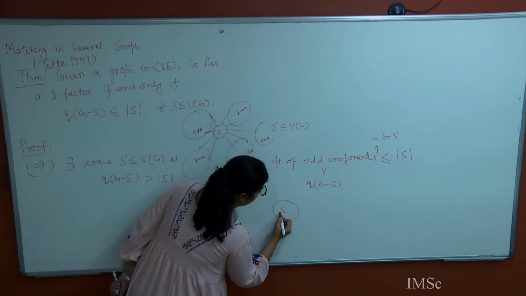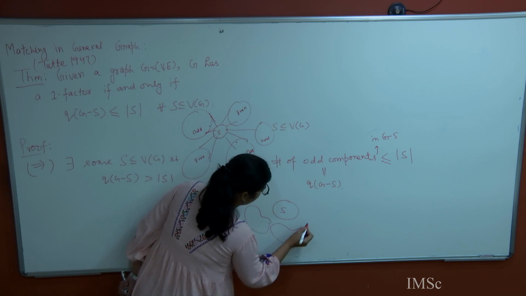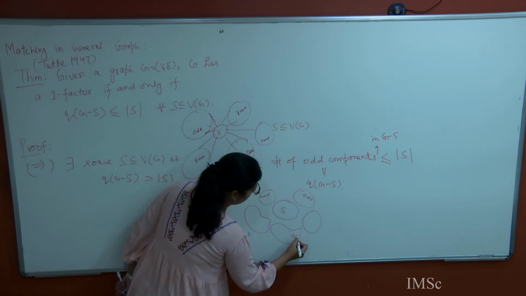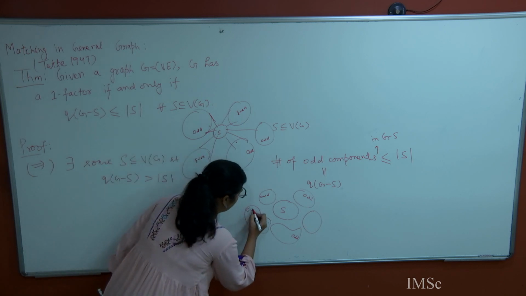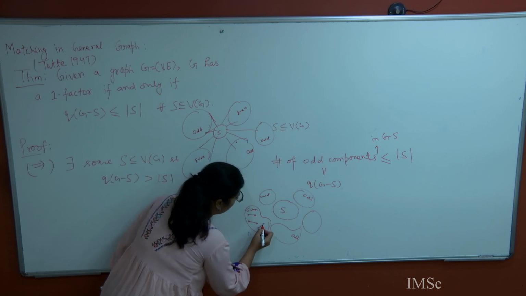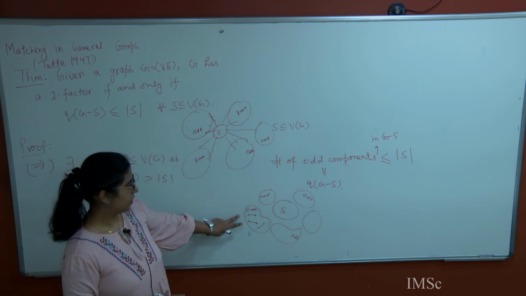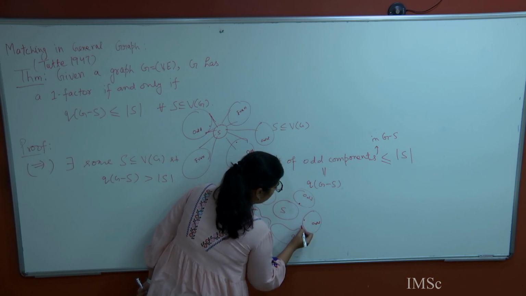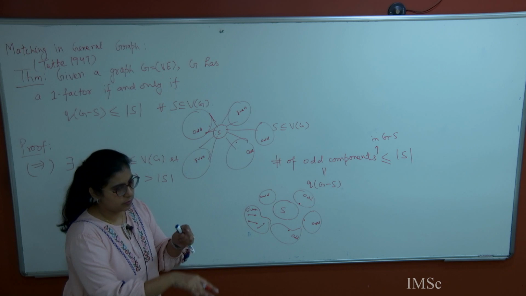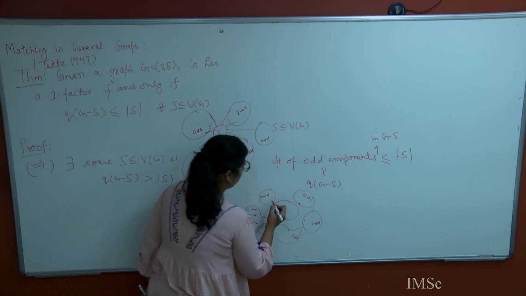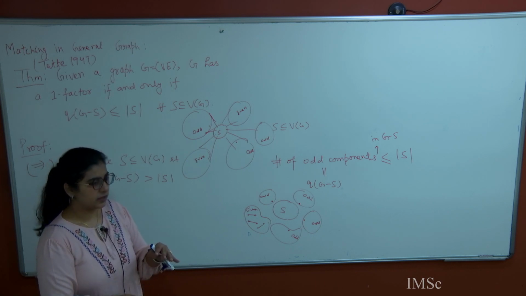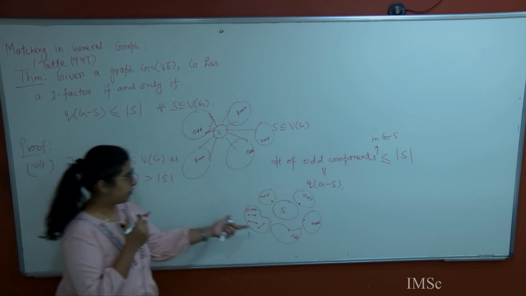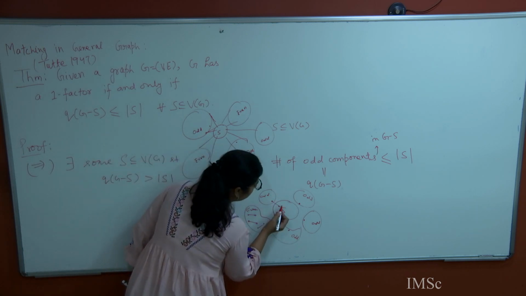What does it mean? We have some S and here are some components, and say these are odd components. Let us forget about even ones, for even we may be able to match everything inside. But look at the odd components. For every odd component, at least one vertex cannot be matched inside the component. Because we are saying that the graph has a perfect matching, everybody should be matched with something. So where will these match? They will match with S.